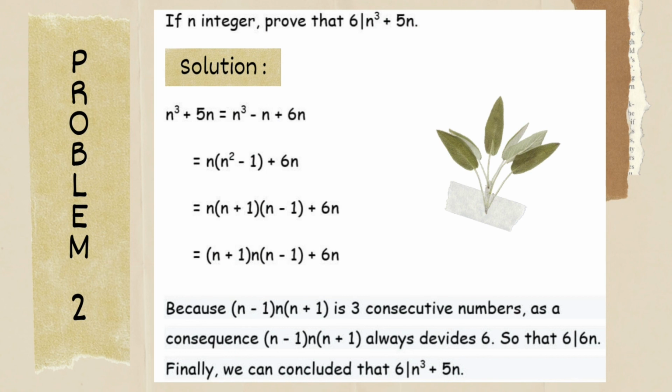Because n minus 1 times n times n plus 1 is the product of 3 consecutive numbers, as a consequence, n minus 1 times n times n plus 1 is always divisible by 6, and 6n is divisible by 6. Finally, we conclude that n cubed plus 5n is divisible by 6.